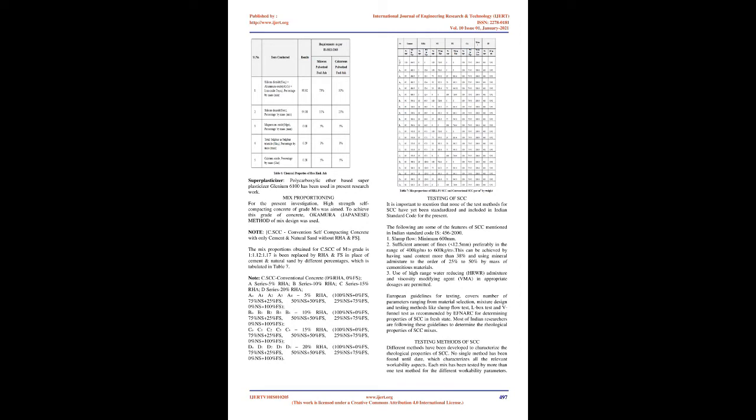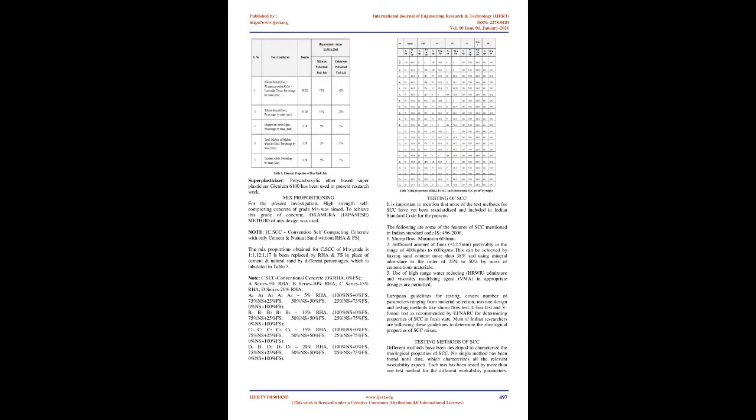It is important to mention that none of the test methods for SCC have yet been standardized and included in the Indian Standard Code for the present. The following are some of the features of SCC mentioned in Indian Standard Code IS 456-2000. 1. Slump flow, minimum 600 mm. 2. Sufficient amount of fines, 12.5 mm, preferably in the range of 400 kg/m3 to 600 kg/m3. This can be achieved by having sand content more than 38% and using mineral admixture to the order of 25% to 50% by mass of cementitious materials. 3. Use of high-range water reducing, HRWR, admixture and viscosity modifying agent, VMA, in appropriate dosages are permitted.